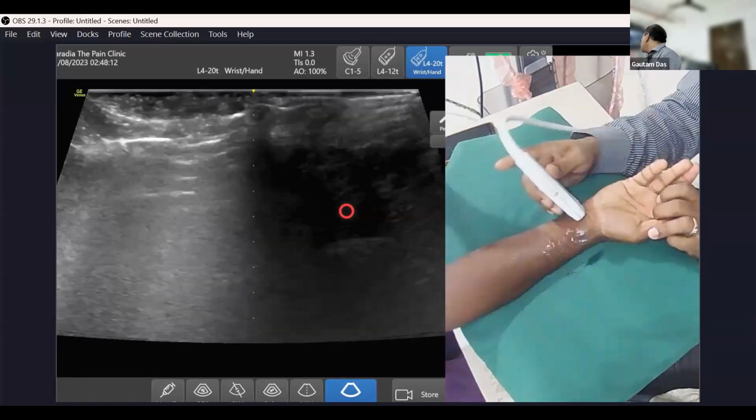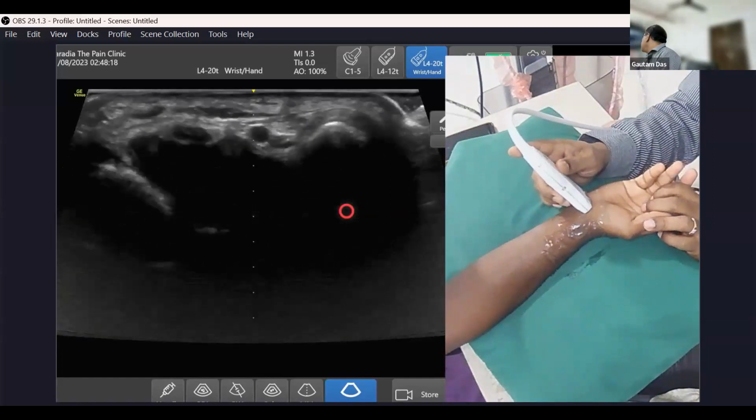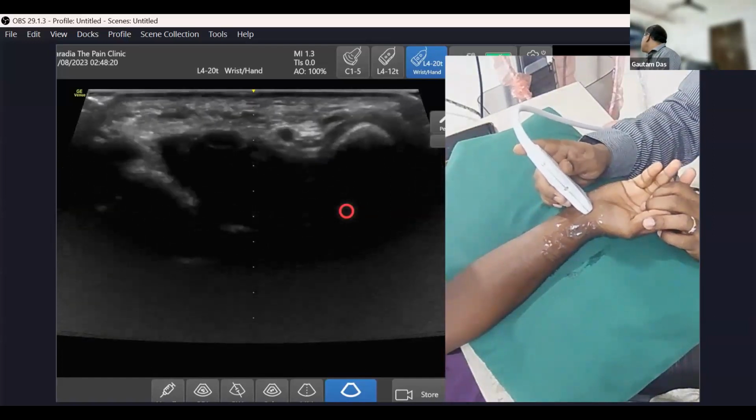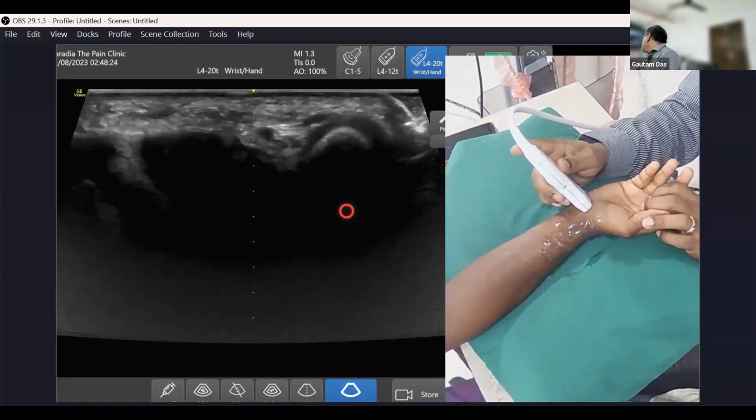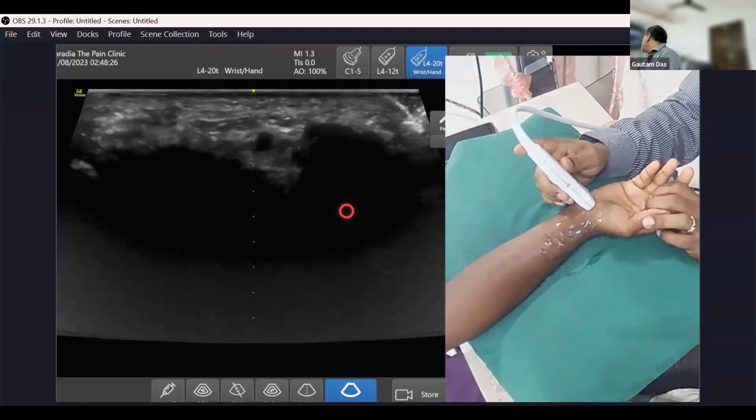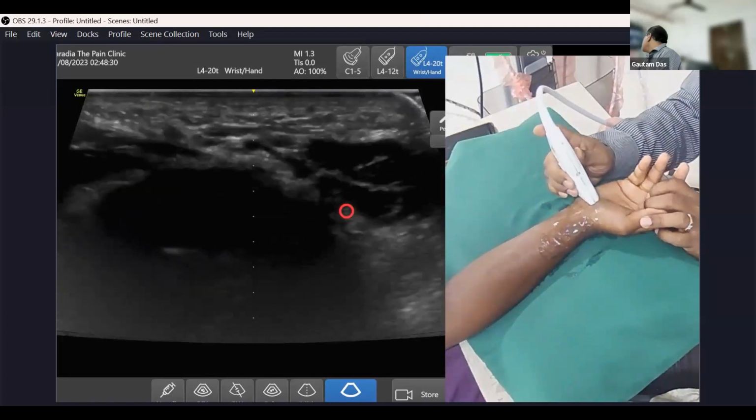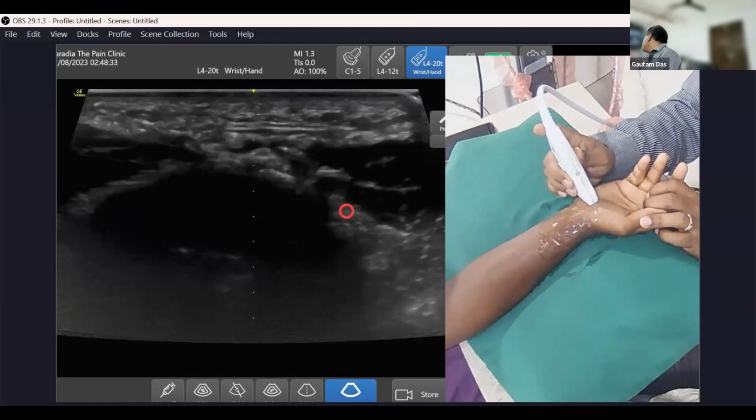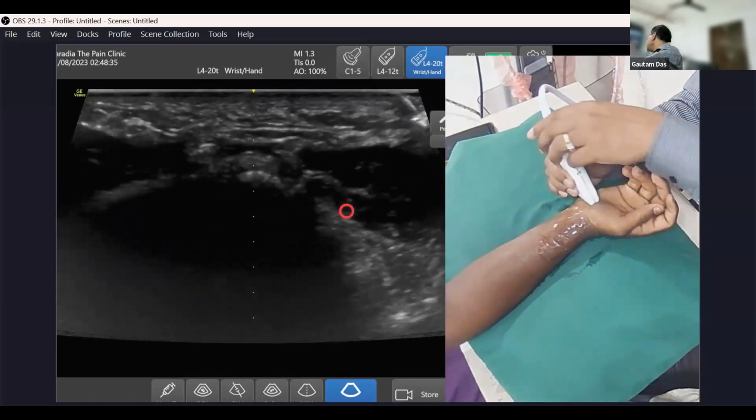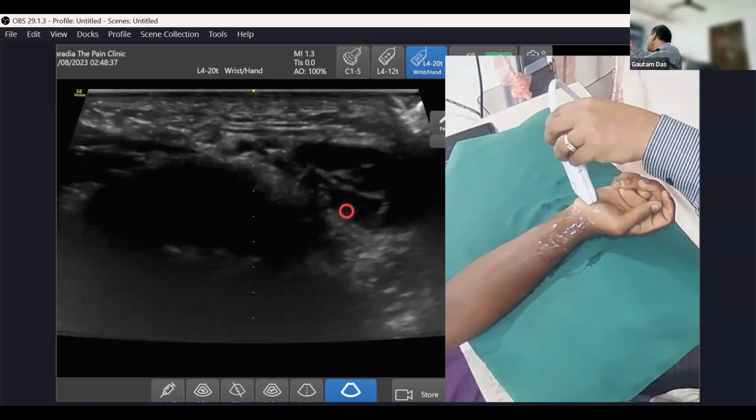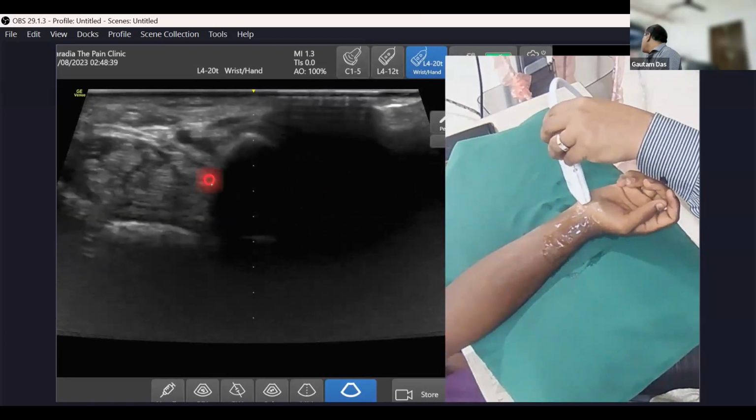So just follow the ulnar artery, and I'm keeping the ulnar artery in the middle of the screen. So this is the pisiform, and now I am following the ulnar artery. See, one bone has appeared. Can you appreciate that? One bone. Look just below here. One bone will appear here, and that is your hook of the hamate.